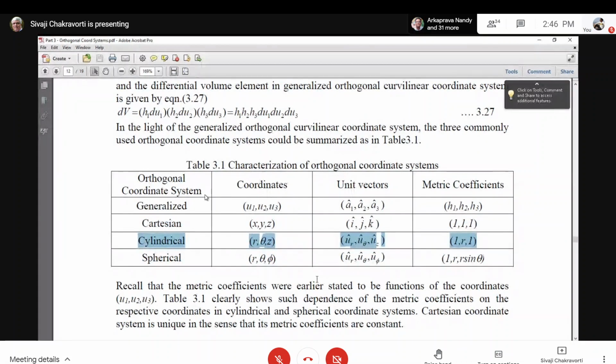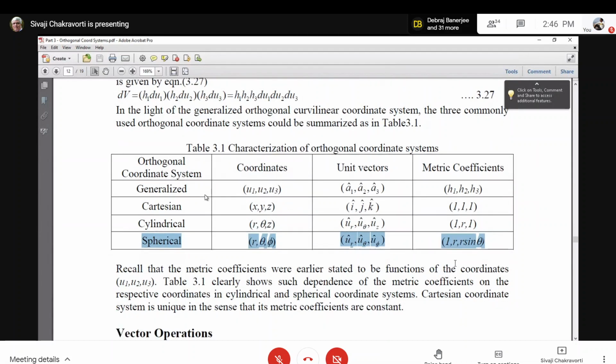Then if we take cylindrical, the coordinates are r, theta, z. Unit vectors are u_r, u_theta, u_z. Metric coefficients are 1, r, 1. Then finally, the spherical coordinate system: coordinates are r, theta, phi. Unit vectors are u_r, u_theta, u_phi. Metric coefficients are 1, r, r sine theta.